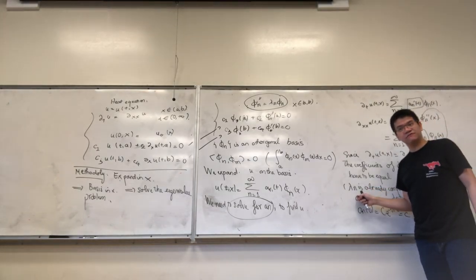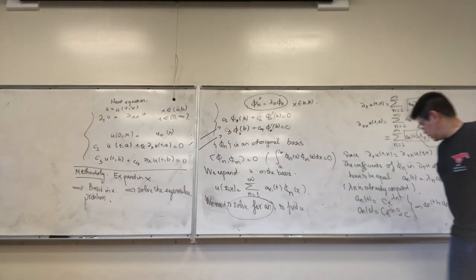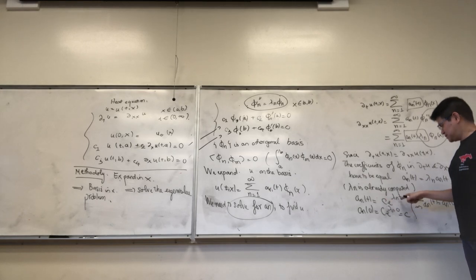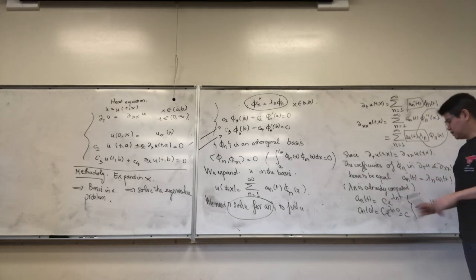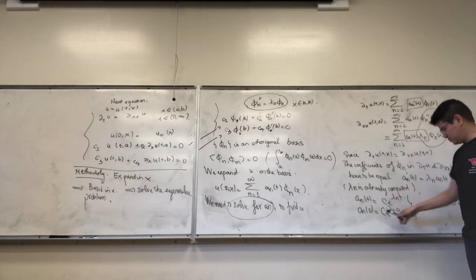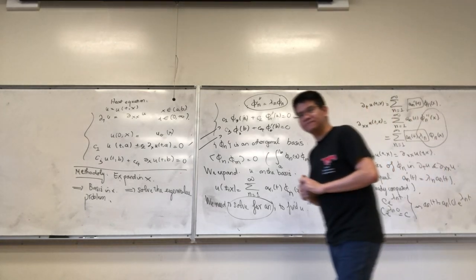Lambda n is the eigenvalue, so this is computed already in this step. So an t will be c e to the lambda n t. This is a first order differential equation. We know how to solve it. If you replace t with 0 here, an at 0 will be c, because e to the lambda n 0 is 1, so an t will be an 0 e to the lambda n t.